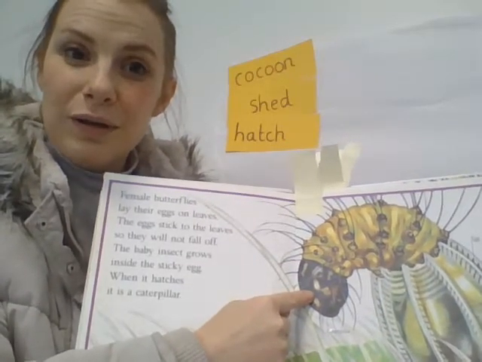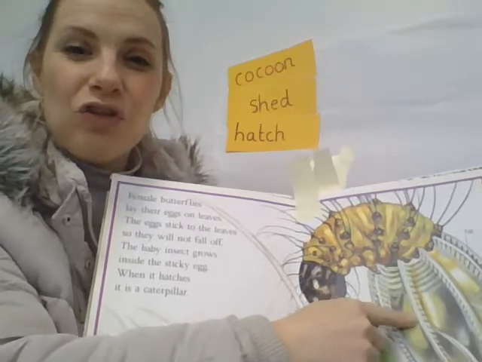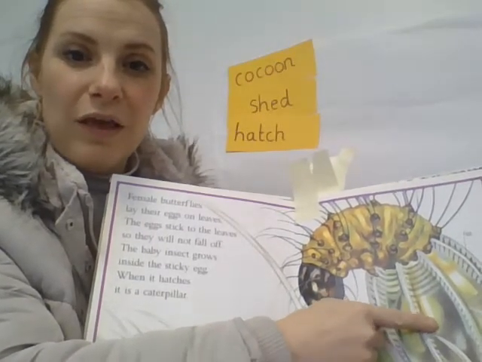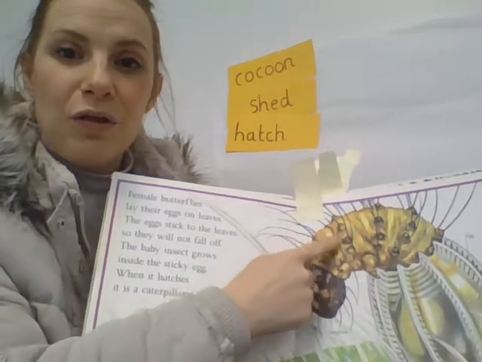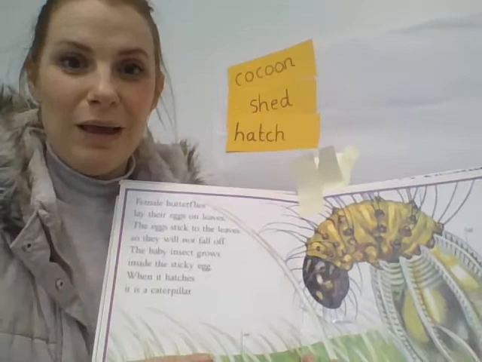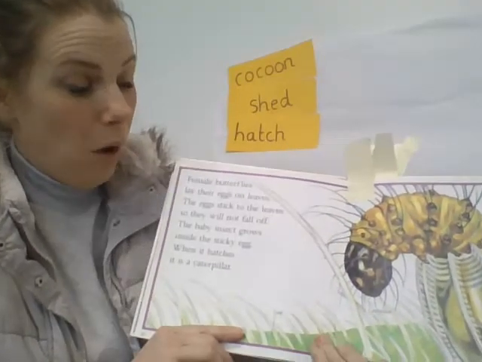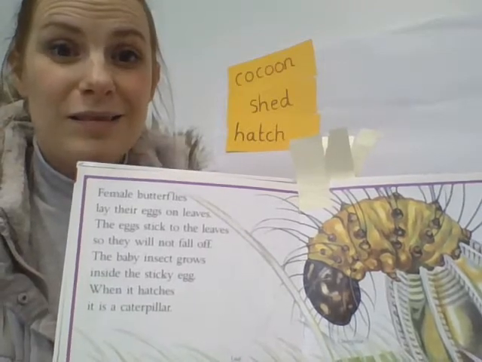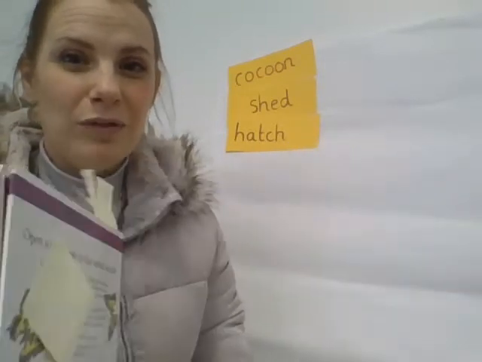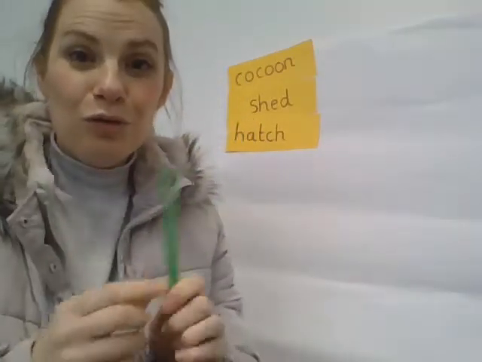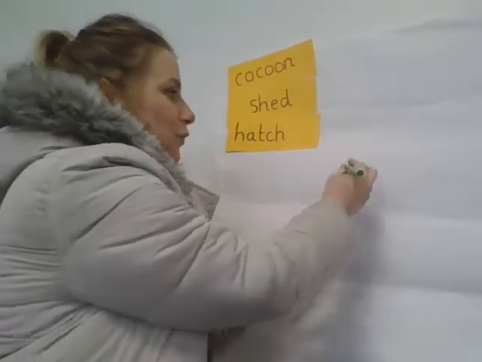And often, if something hatches, it's changed. So whatever it was inside to start with, it changes so that it's ready to come out and it doesn't need the egg anymore to look after it. It hatches out. Now, I really like the fact that the egg is sticky. So I want to add that here. I want to remember that. So I'm going to draw a leaf.